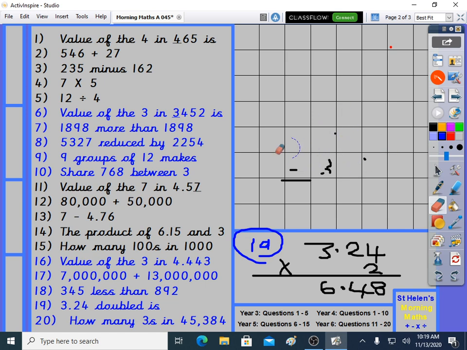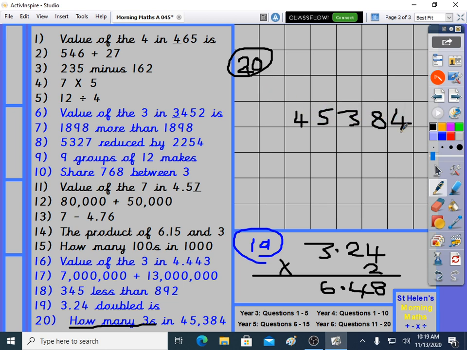How many 3s in 45,384? That's just a bit of language that's important that you know that means division. How many somethings in a something is division. So how many 3s in 45,384? It just means divide by 3. We're finding out how many 3s fit into it. How many times can I get 3 from this number?